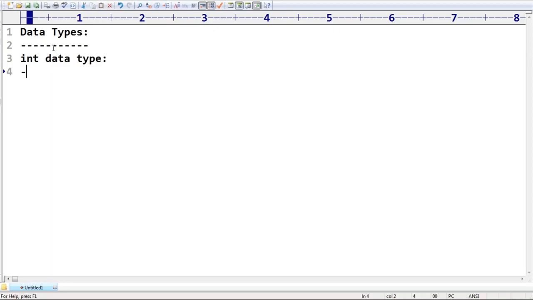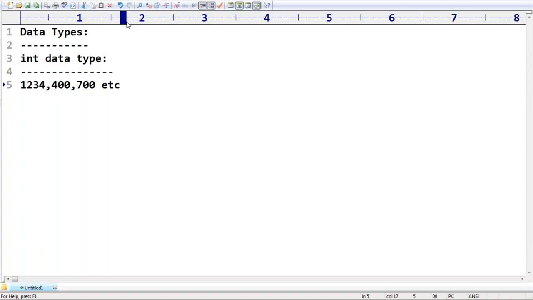Okay, int data type. If you want to represent integral values, then we should go for the int type. Integral values are nothing but values without a decimal point, maybe 1, 2, 3, 4, or 400, or 700, something like that. Numbers without a decimal point, whether a small number or a big number, we should go for the int data type. Remember that.